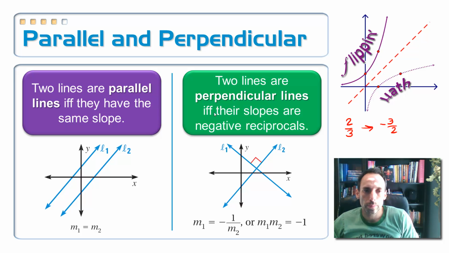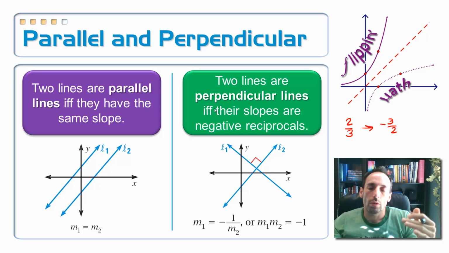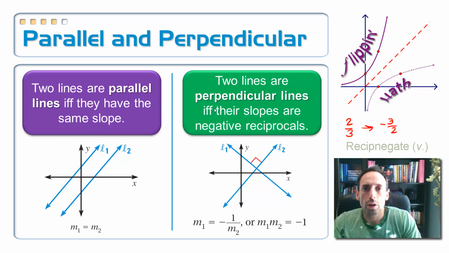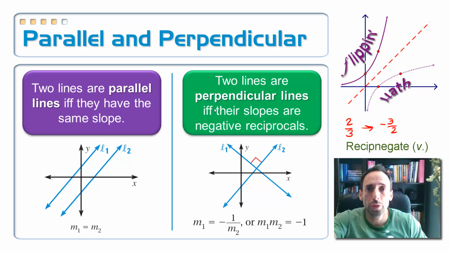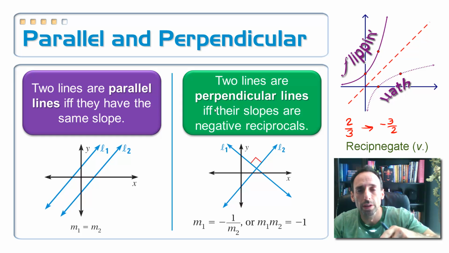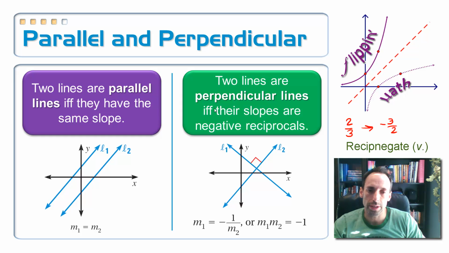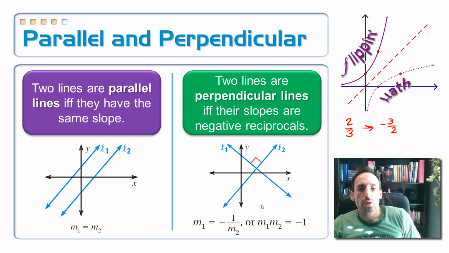Negative reciprocal. As a matter of fact, we have come up with a verb to do that. To take the negative reciprocal, we're going to call it reciprocate. To reciprocate is a verb that means to take the negative reciprocal. So if I give you the slope and I want the perpendicular slope, you flip it and change the sign. That's called reciprocating.